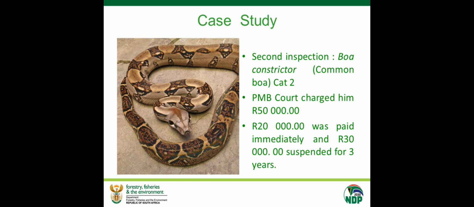Then the court process starts here. The docket was sent to NPA for decision, and then the prosecutor decided to go on with the case. The owner was charged 50,000, 20,000 was paid immediately, and then 30,000 was suspended for 3 years. If we continue with the non-compliance within these 3 years, the 30,000 is going to be imposed.